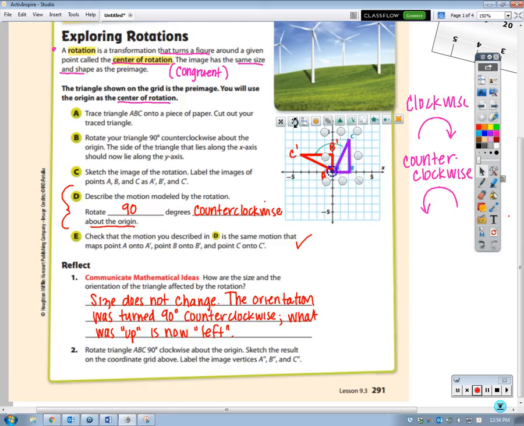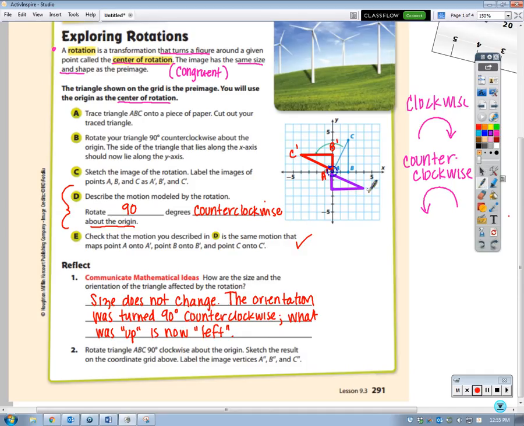Put my little center here. And then I'm going to rotate this one clockwise. So I'm going the opposite direction, 90 degrees. So I'm going to spin that. All right. So here it is originally. I'm going to go 90 degrees. And there's my new triangle. Okay. So then I need to label them.